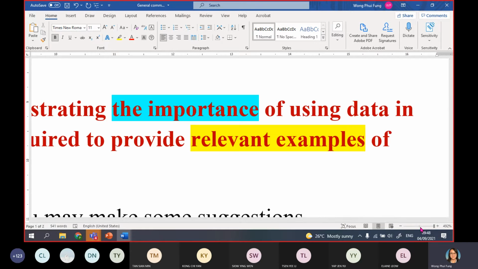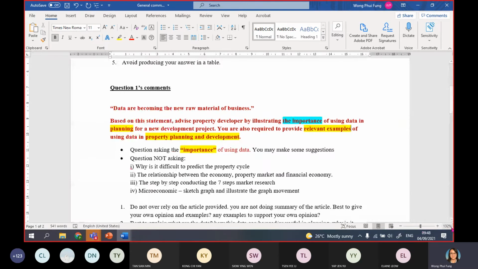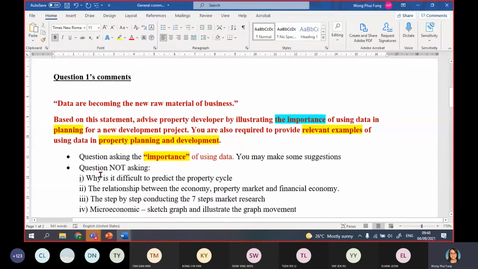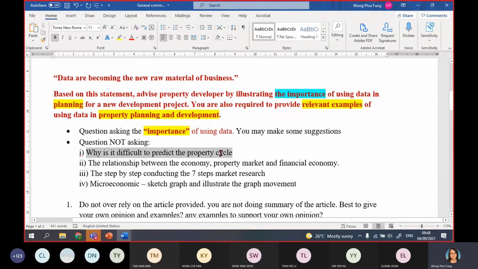Okay, some of the answers come from you. The first one I encountered is that some of you wrote it's very difficult to predict the property cycle because of a reason. The question is actually not asking why it is difficult to predict. You can say it is difficult to predict, but then you can actually provide how to solve the problem.